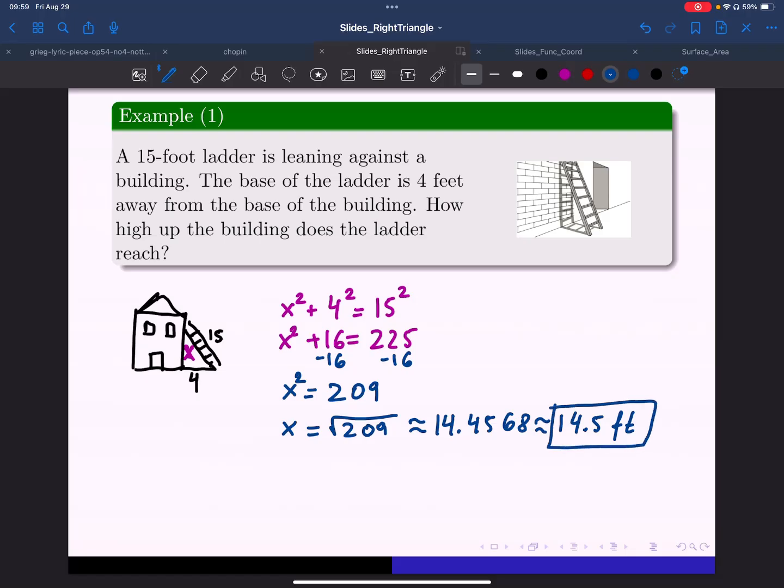So the ladder goes up to 14.5 feet. We round it to 1 decimal. To round to 1 decimal, we look at the next digit. It's 5 or more, so we increase that digit.